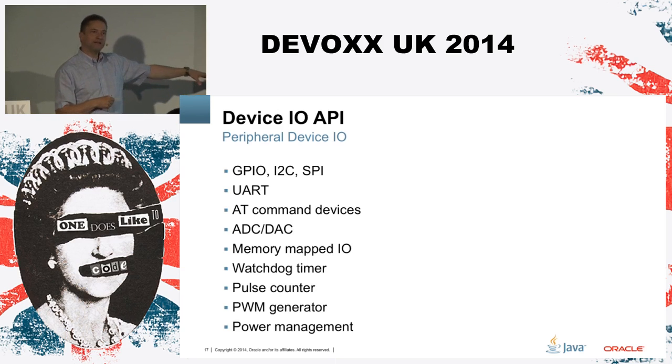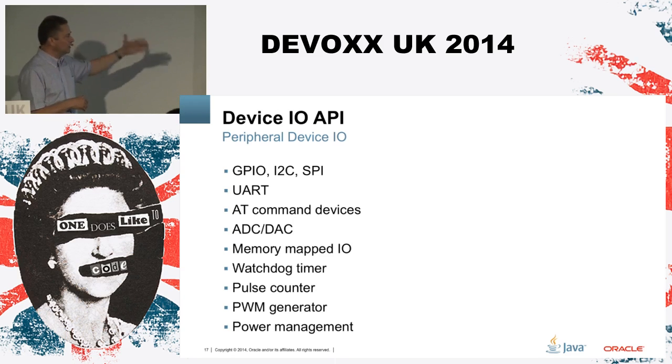And there's also power management built in, because with these types of devices you typically want to reduce the power consumption as low as possible, as they may well be battery powered. So there's various APIs built into this that will allow you to put things into a sleep mode or that kind of thing to manage power.